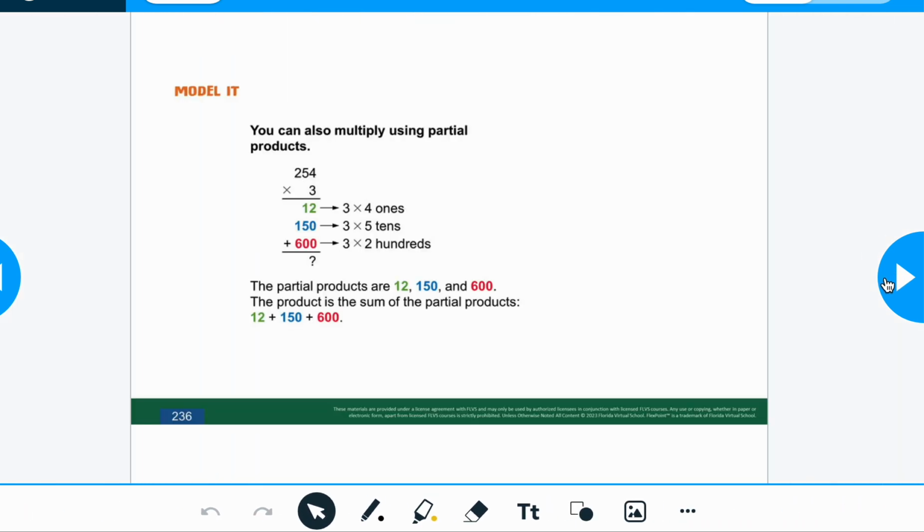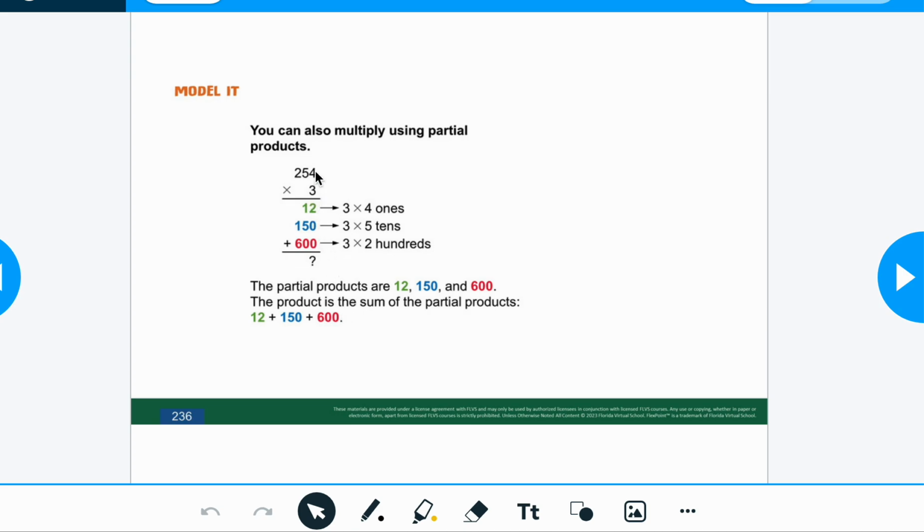Let's go ahead and take a look at the next one. It says you can also multiply using partial products. So partial products, well, what are partial products? Partial products are when we take the numbers, we're multiplying them by their place value, similar to the standard algorithm, but we just stack what the products are.